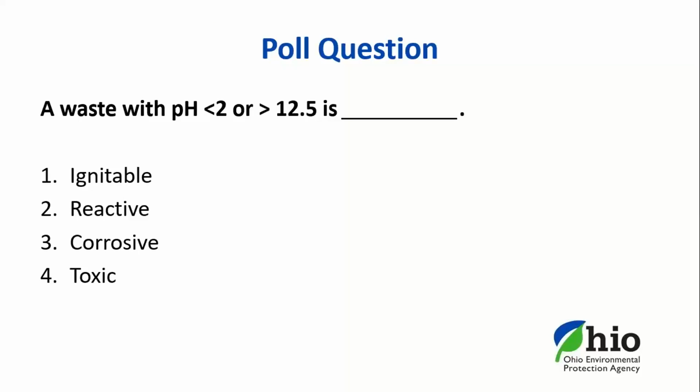So we've reached our first interactive poll question, and this one is just a quick knowledge check to gauge how much you might already understand before we talk about characteristic hazardous waste. A waste with a pH of less than 2 or greater than 12.5 is 1, ignitable, 2, reactive, 3, corrosive, or 4, toxic.